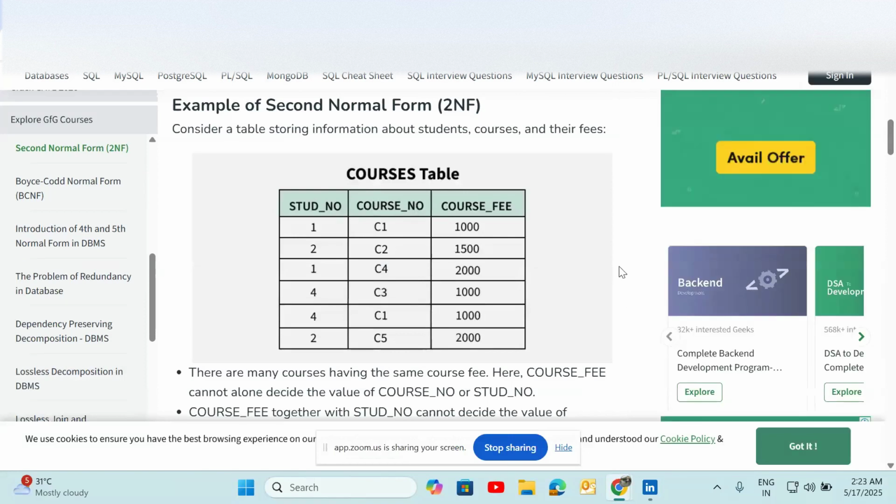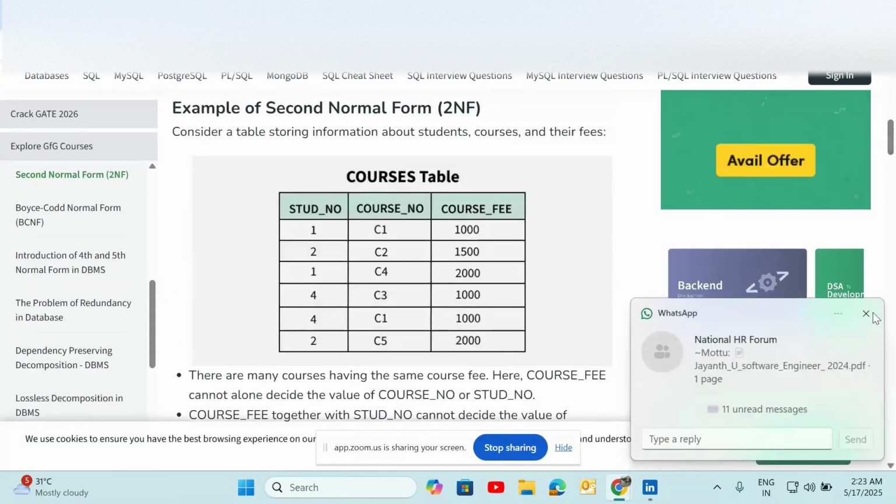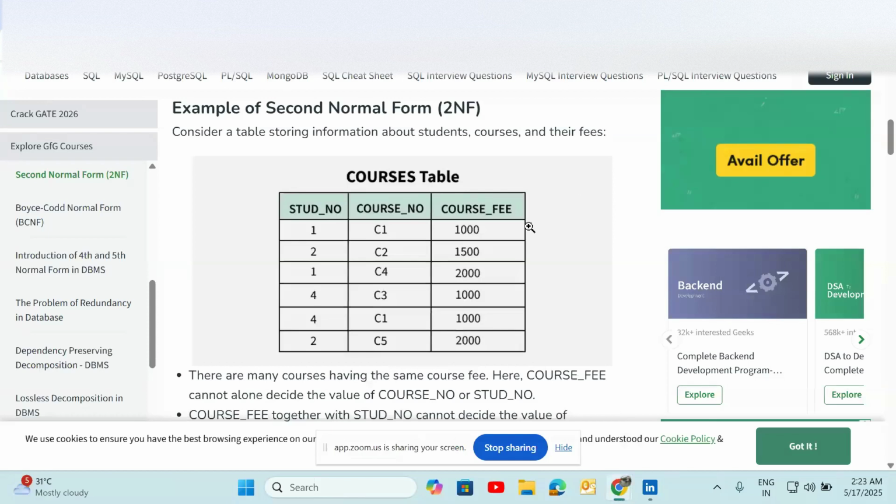Rafi, hello. I see it. Yeah, I'm looking. What is the difference between first and second? Student ID, course fees.